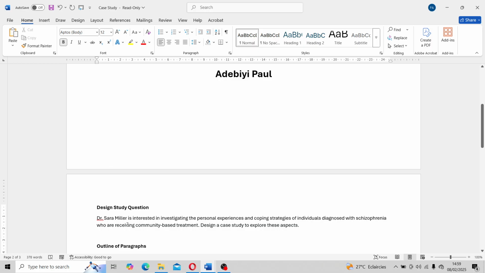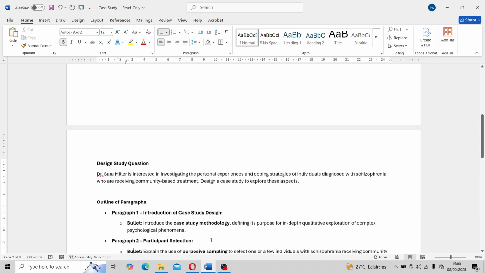Dr. Sarah Miller is interested in investigating the personal experiences and coping strategies of individuals diagnosed with schizophrenia who are receiving community-based treatment. Now, design a case study to explore this aspect. We are looking at the personal experience. We just want to understand the personal experience and coping strategies of individuals that have schizophrenia. So, how can we design that?